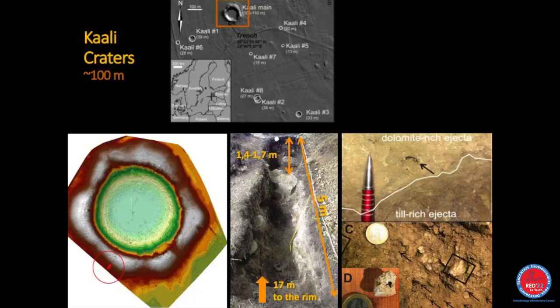So here you can see again the Kaali craters and the DEM, digital elevation model, of the largest crater. We were digging here in the proximal ejecta blanket, so the material that was thrown out from the crater during its formation. This is just one of our outcrops, and what we found was pieces of dead bodies. We found dead bodies of organisms that were killed by an asteroid.